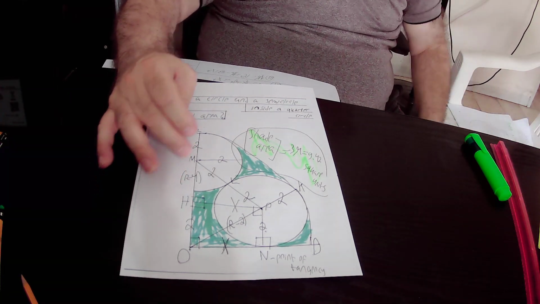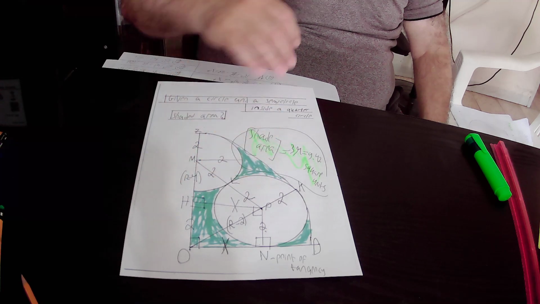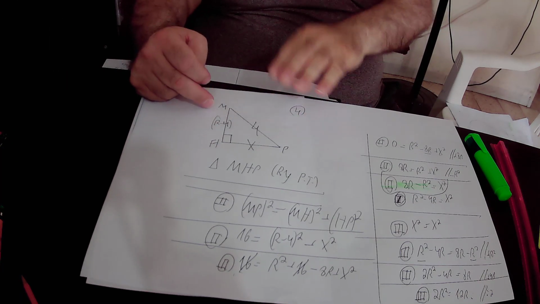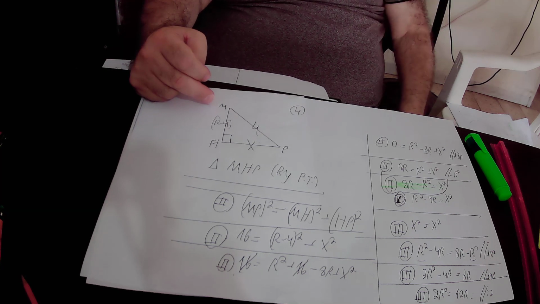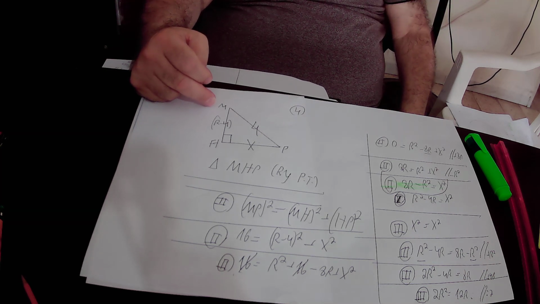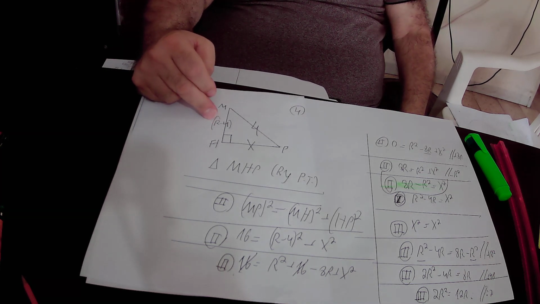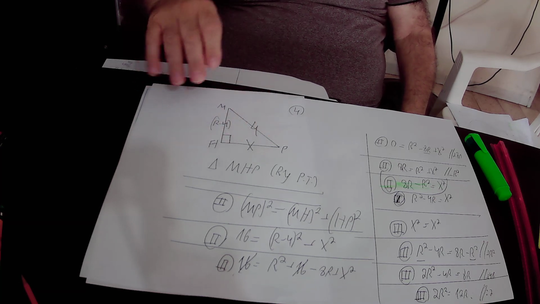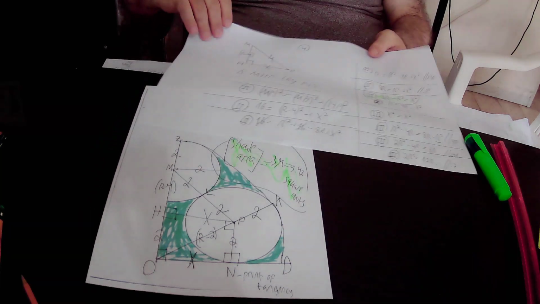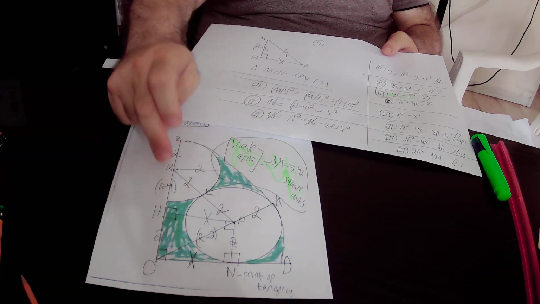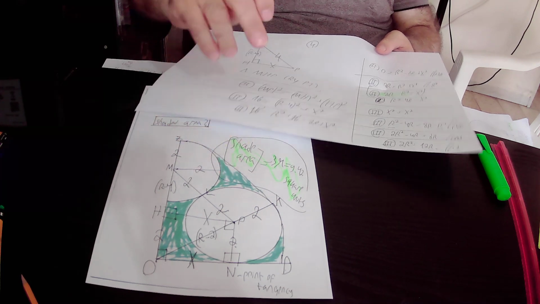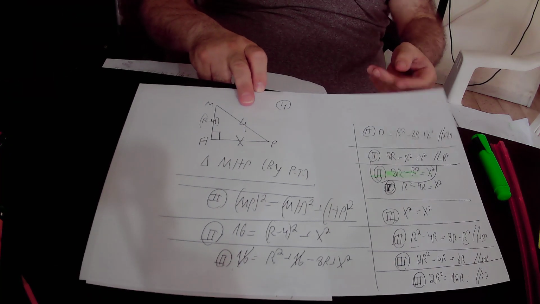Then I copied the right triangle MHP in this page, and we implemented the Pythagoras theorem on the right triangle MHP. We just found out that MH equals capital R minus 4. We know that HP equals x. Here HP equals x. And the hypotenuse MP equals 2 plus 2, that is 4. The hypotenuse equals 4 units.